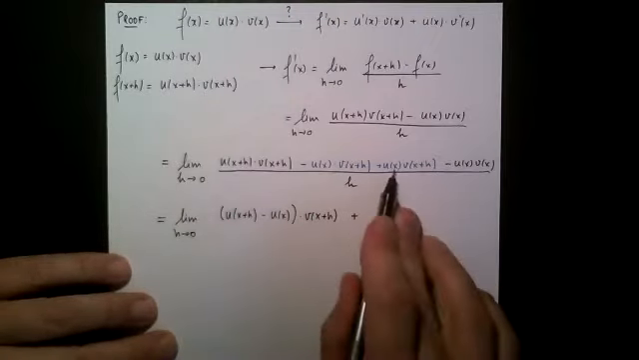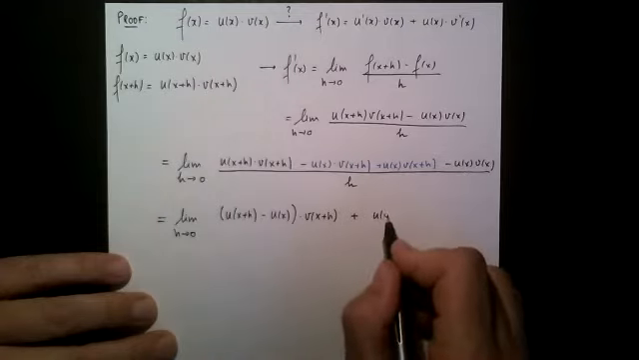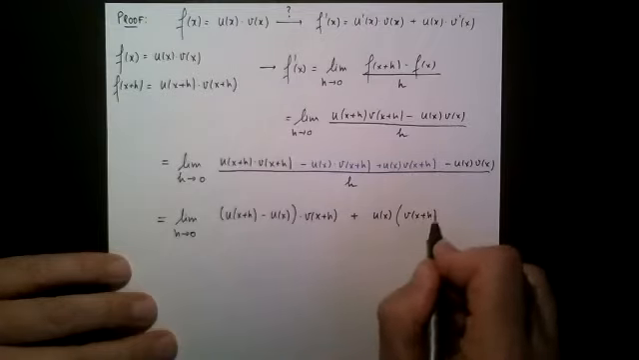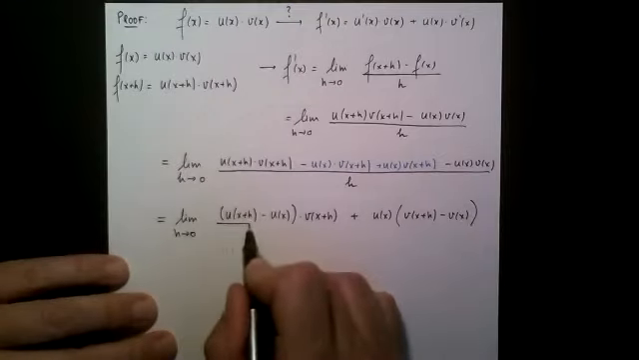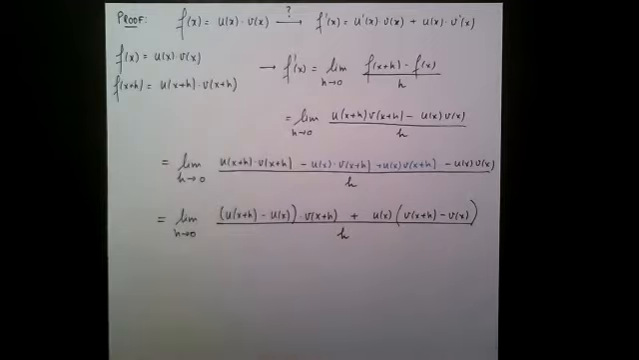Plus, in these other two terms, I could factor out a u of x. U of x times what's left? V of x plus h minus v of x. And on the bottom, everything's still over h. Okay, so who has questions with this step?